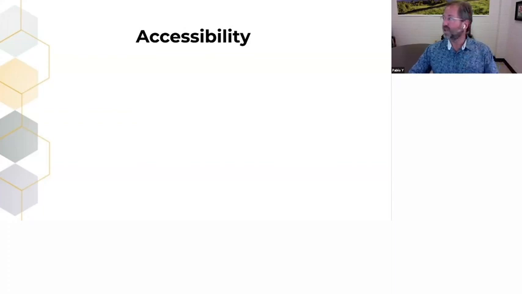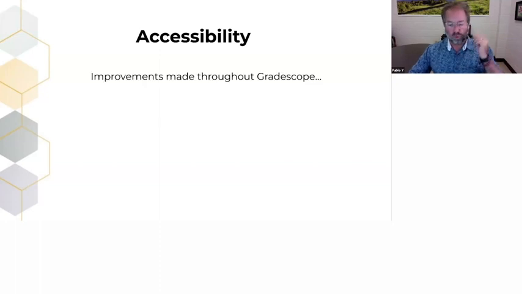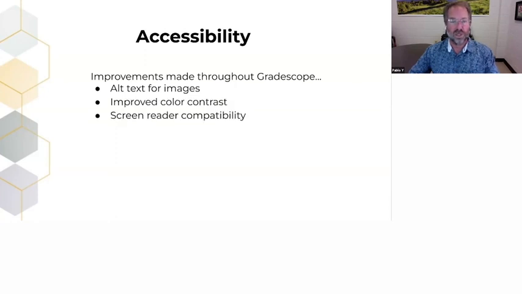Okay, and then finally, the last one that I have is accessibility. Gradescope is a difficult product and platform to make fully accessible, because it works based on paper and pen and scans and visual feedback. But they've really worked hard on improving the accessibility of Gradescope. They've added alt text to all images that are used, so that you can include alt text information for all images. They've improved color contrast and screen reader compatibility.